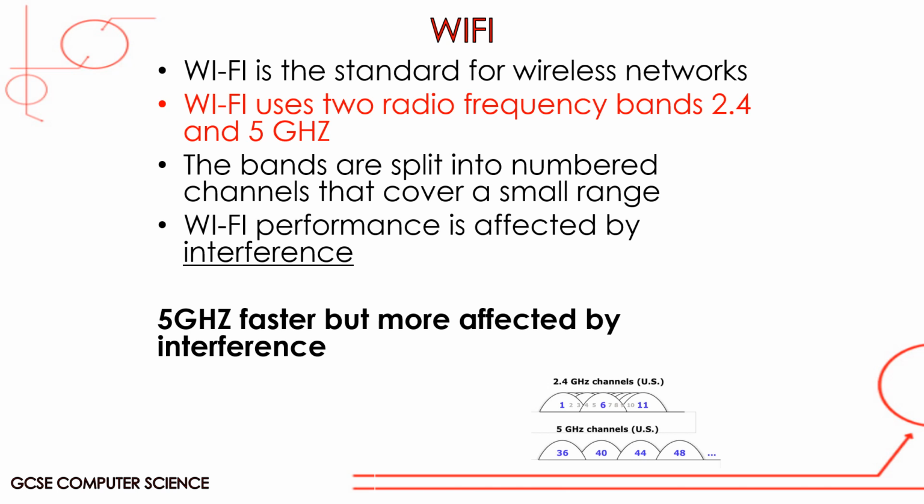In other words, if you're very, very close to your wireless access point, you could use 5 GHz because you're less likely to be affected by interference. But if you are going to go into a few rooms away from the wireless access point, then you would want to use 2.4 GHz because it's less likely to be affected.